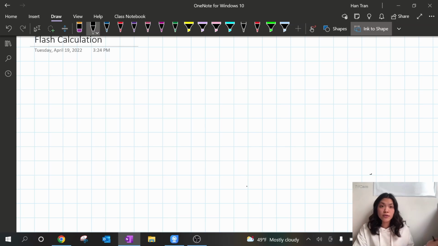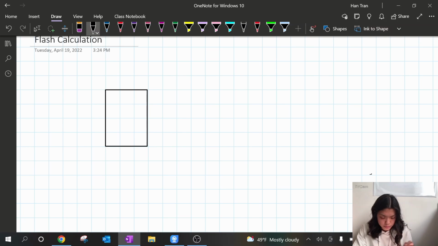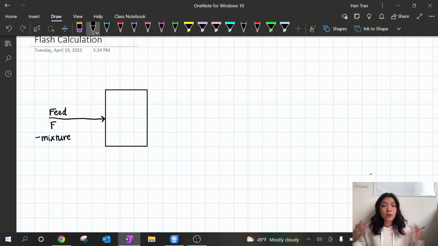So let's just take a look first at the flash drum and what a flash drum is, what it does, and what all we need to be calculating for. So we have a flash drum, and going into this flash drum there is going to be a feed, and this feed is a mixture, and it's going to either be all liquid, all vapor, or a mix of liquid and vapor. But as it goes into this flash drum, it also has a feed mole fraction, and so how much of it is a certain component.